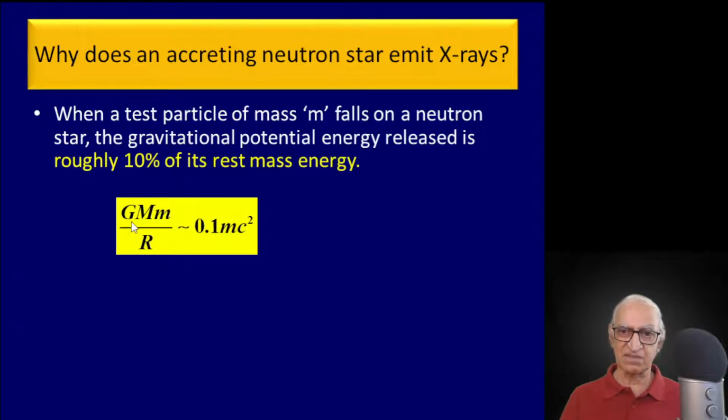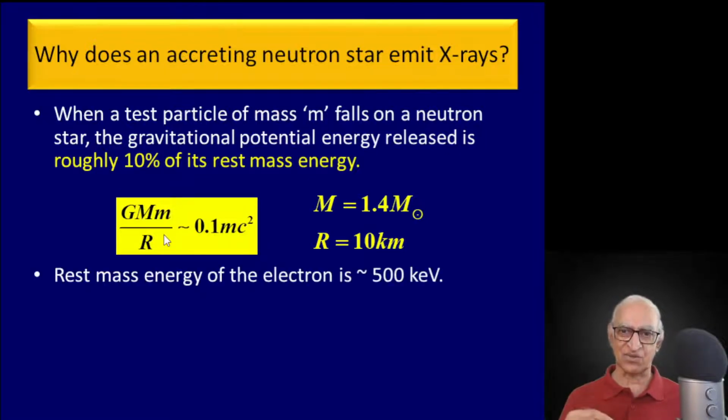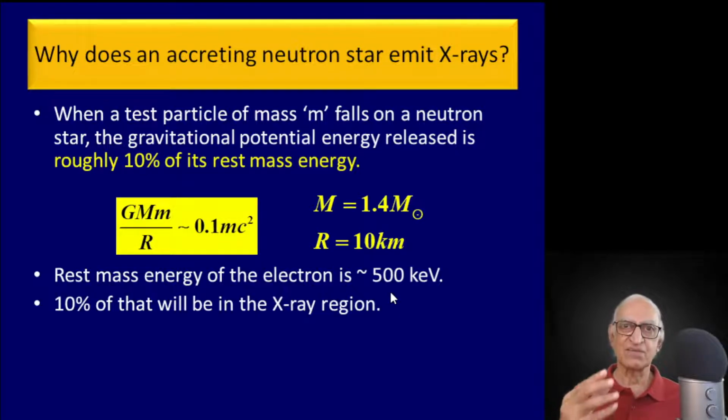Now, if you put in the numbers here, please convince yourself that the value of this potential energy is approximately 10% of mc squared, mc squared being the rest mass energy of the electron or proton or a billiard ball or a mountain that is falling onto a neutron star. It's an enormous amount of energy. Now, let us consider an electron. The rest mass of the electron is 500,000 electron volt or 500 kilo electron volt. Therefore, 10% of that will be 50 kilo electron volt. 50,000 electron volt is in the X-ray region of the electromagnetic spectrum.